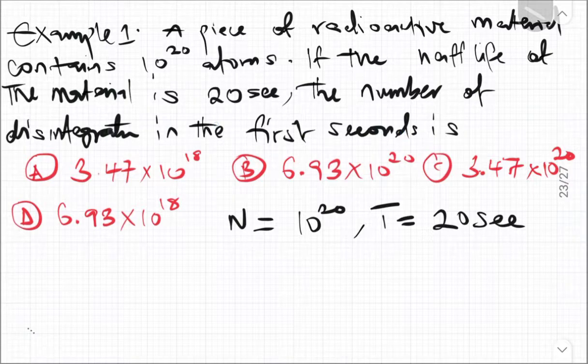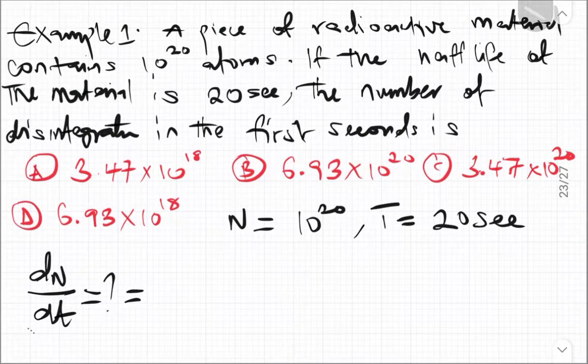What does this actually mean, the number of disintegrations in the first seconds? Of course, that is just N over t, right? So we have to find this. We know that it is equal to negative lambda N, negative lambda N. So we're given the half-life, right? 20 seconds.